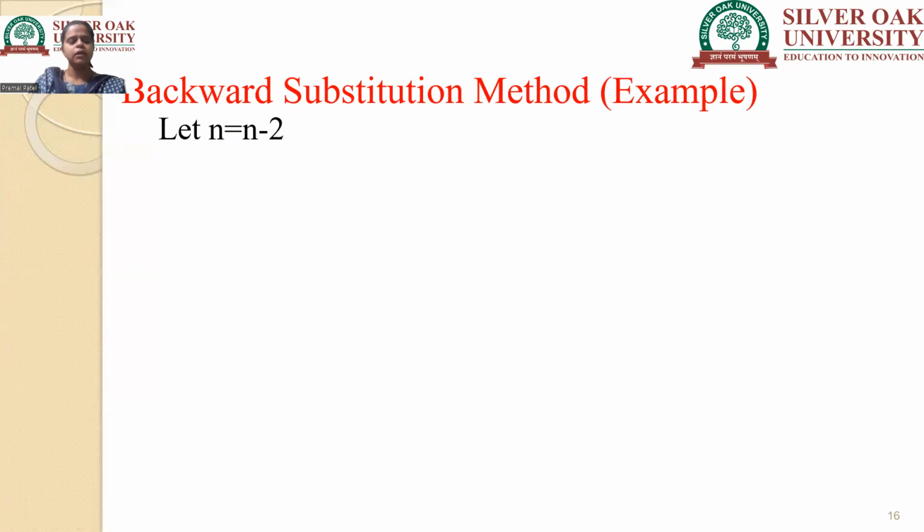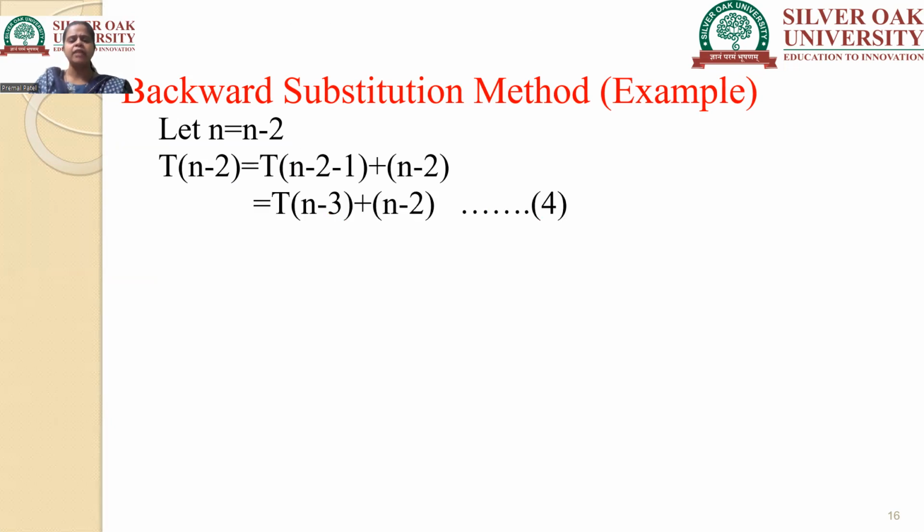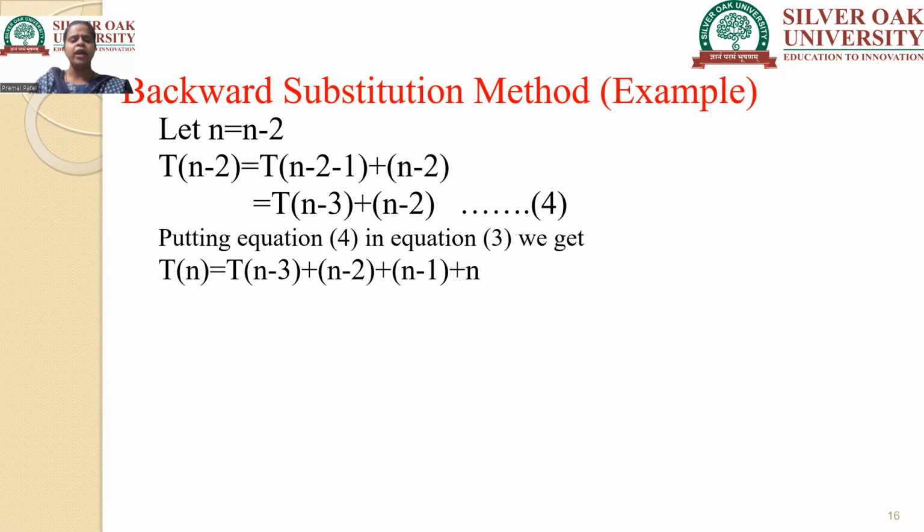Now let's assume that we are giving n is equal to n minus 2. If I put that into the original equation, I will get T of n minus 2 is equal to T of n minus 2 minus 1 plus n minus 2. So that is T of n minus 3 plus n minus 2. We will give that as equation number 4. Now putting equation number 4 in equation number 3, we get T of n is equal to T of n minus 3 plus n minus 2 plus n minus 1 plus n.